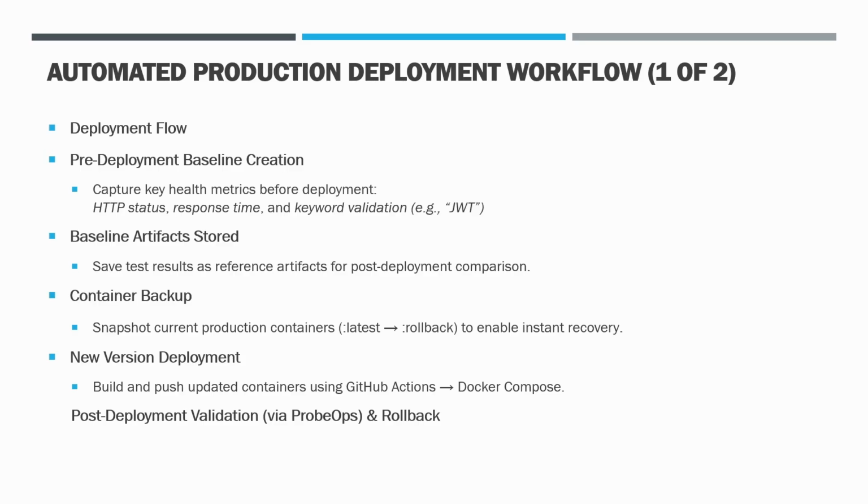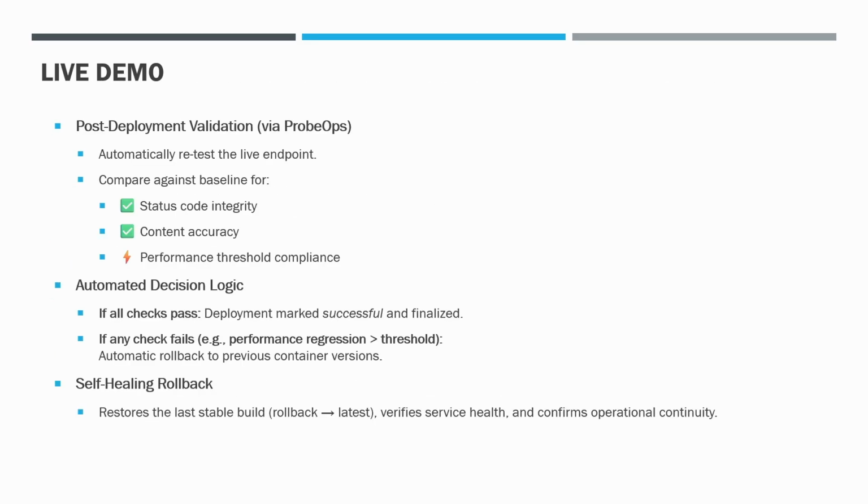And then we will tag existing or running containers. In our case, we will do this testing with a project called auth-link.com, which is basically an authentication token testing site. It has three different containers: front end, back end, and a node. So we will take a snapshot of current production containers and tag them as rollback to enable instant recovery. Then we will deploy the new version, building and pushing the updated container using GitHub Actions.